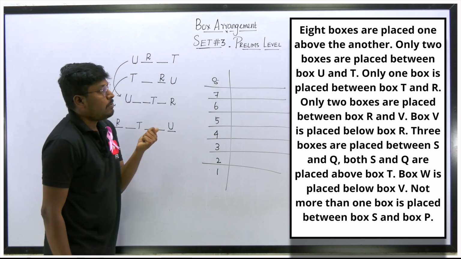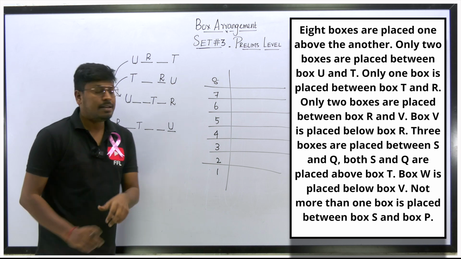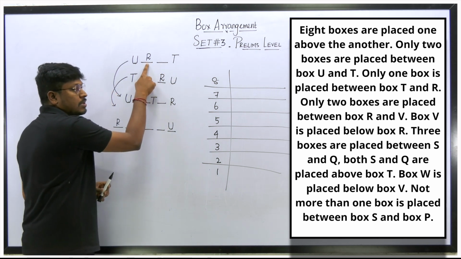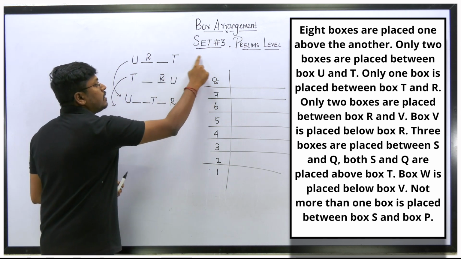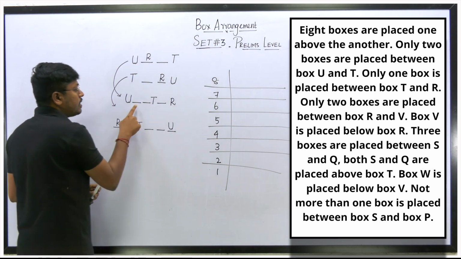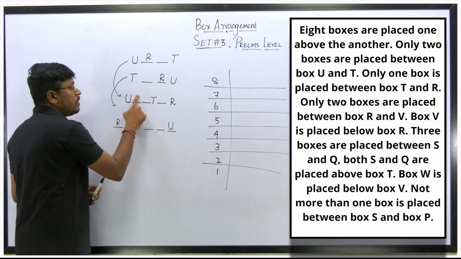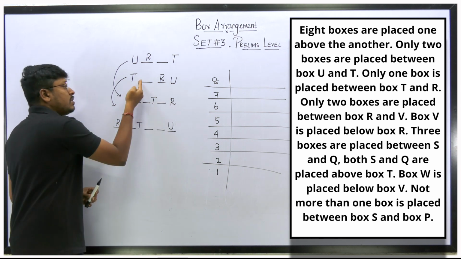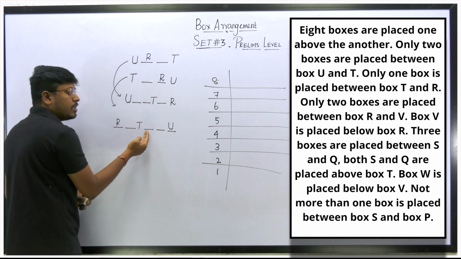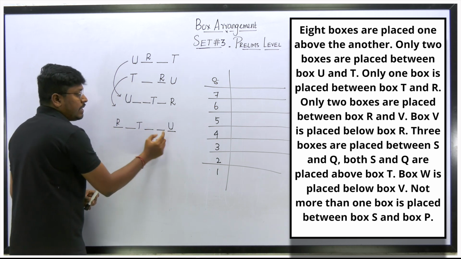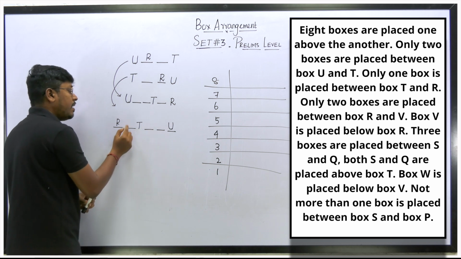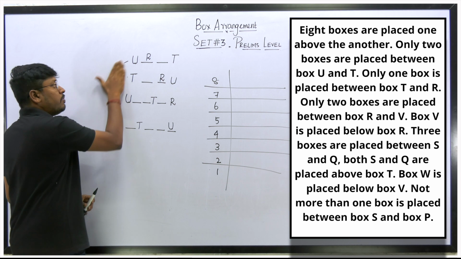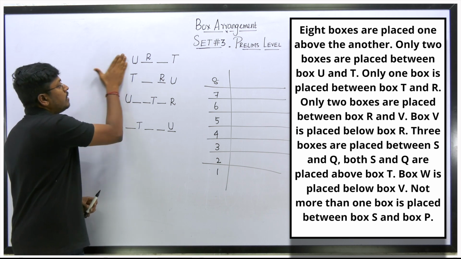According to the second point, only 1 box is between T and R. So in this possible diagram between T and R there is 1 box, or else we can draw another R here, another possible diagram here. That's what I have drawn here. Between T and U there is a gap of 2 boxes, and between T and R there is a gap of 1 box. From this possible diagram I have derived another possible diagram, where between T and U there are 2 boxes and between R and T there is 1 box. Understood? So finally we are getting 4 possibilities. Don't worry about it.